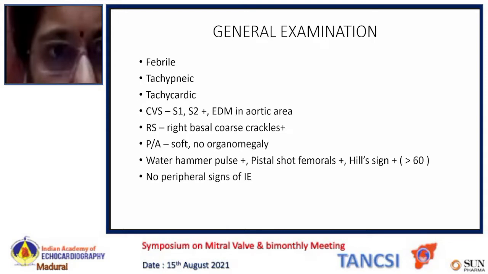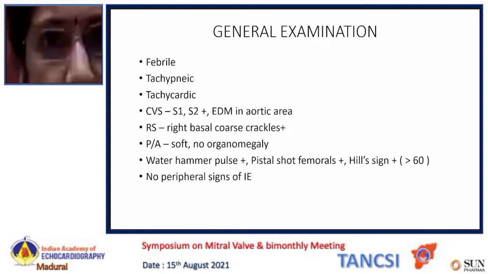Cardiovascular system examination showed an early diastolic murmur in the aortic area, and respiratory system showed right basal inspiratory crackles. Per abdomen was soft, no organomegaly, and central nervous system, no focal neurological deficit. There were no other peripheral signs of infective endocarditis. This was a chest X-ray of the patient showing right middle and lower zone homogeneous opacity.